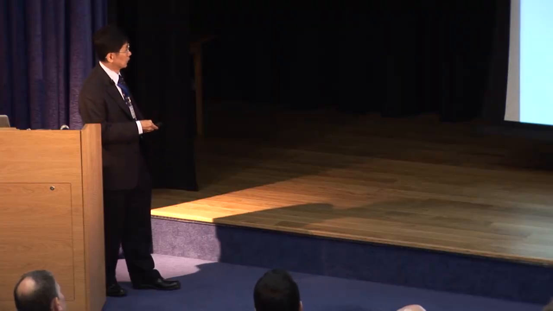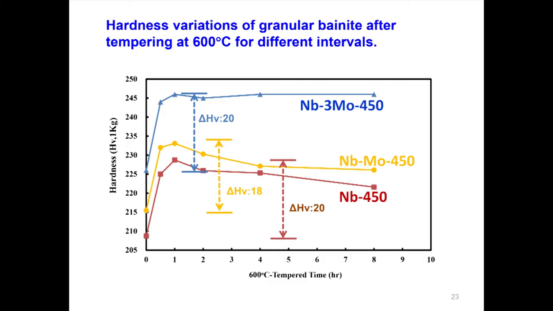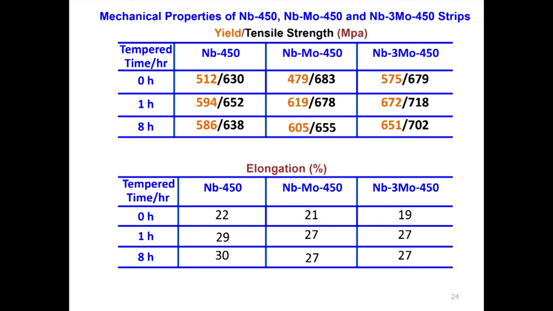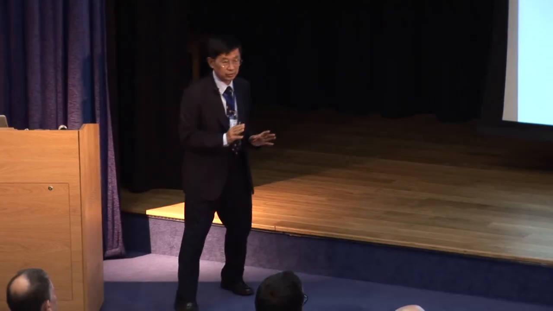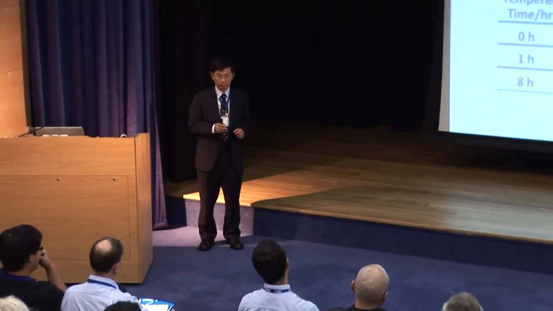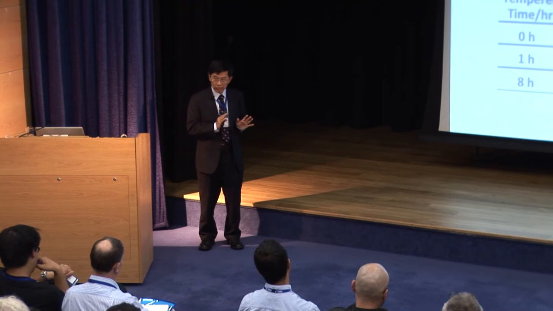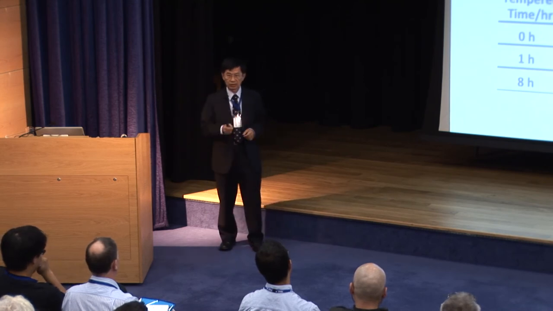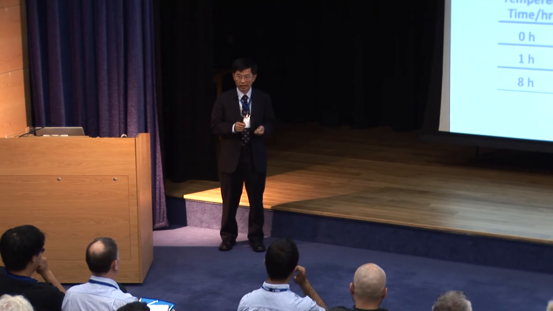And finally, I would like to show you the data quickly. Here it's quite significant. We can have the secondary hardening effect after short time tempering. In fact, for industrial application, we should consider the yield strength and tensile strength and also elongation. After 1 hour tempering, you can see the yield strength and tensile strength increased, and the elongation also increased. So it's very good to use this material for industrial application, because if we can choose the proper processing, and after bainite forming, we heat it just for a short time, the strength and elongation both increase.